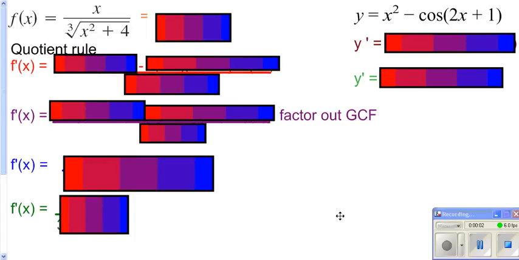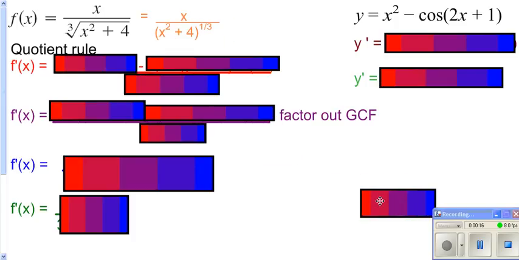Continuing on with the chain rule here, we have a quotient because we are dividing. You may find it easier, though, to rewrite your root as a fractional exponent, which we have done here. Now we'll have to use the quotient rule.